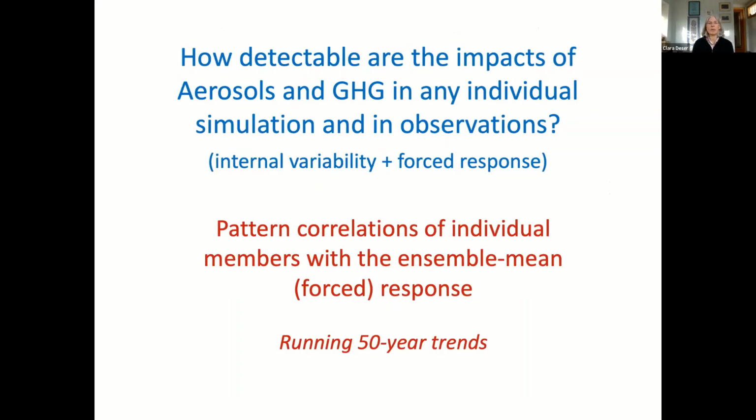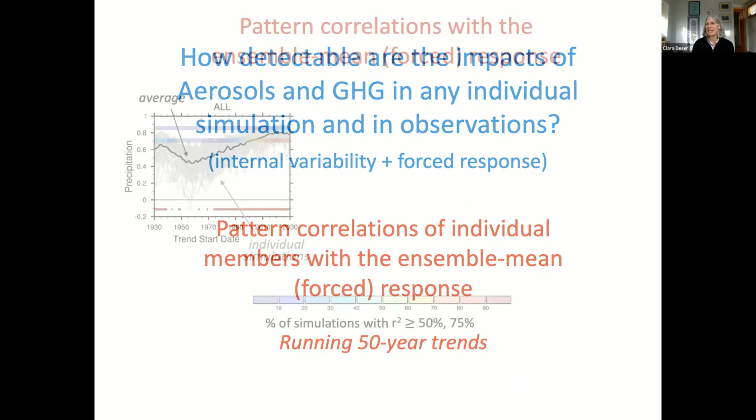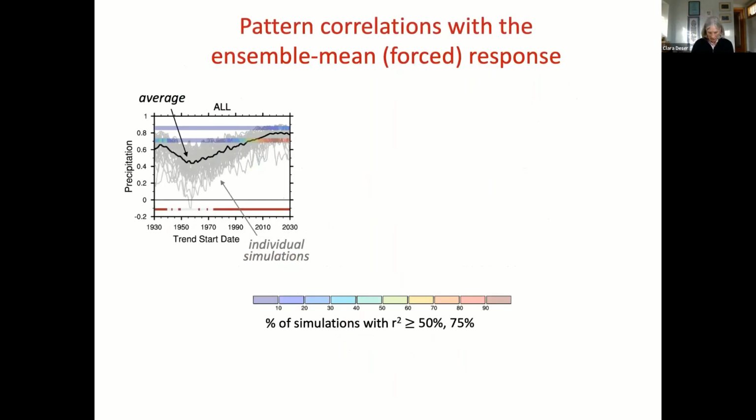So how detectable are the impacts of aerosols and greenhouse gases in any individual simulation and in the observations? And of course, they may not be very detectable because internal variability may mask their effects. So to address this, again, we're going to use the same approach of using pattern correlations as our metric. And we're going to look at running 50-year trends, but this time, instead of just dealing with the ensemble means, i.e. the forced quantities, we'll look at how the patterns in any individual simulation resemble the ensemble mean pattern, or the forced pattern. So you'll see what I mean when I introduce the figure to you. It's a little complicated, but I'll spend a little time and then I'll wrap up with my conclusions.